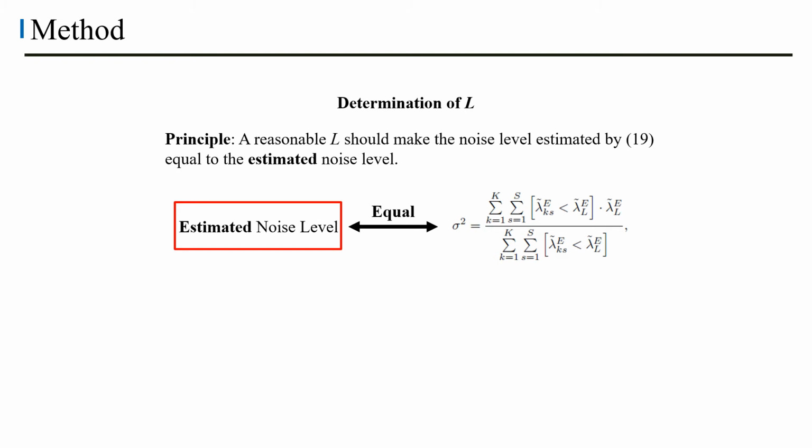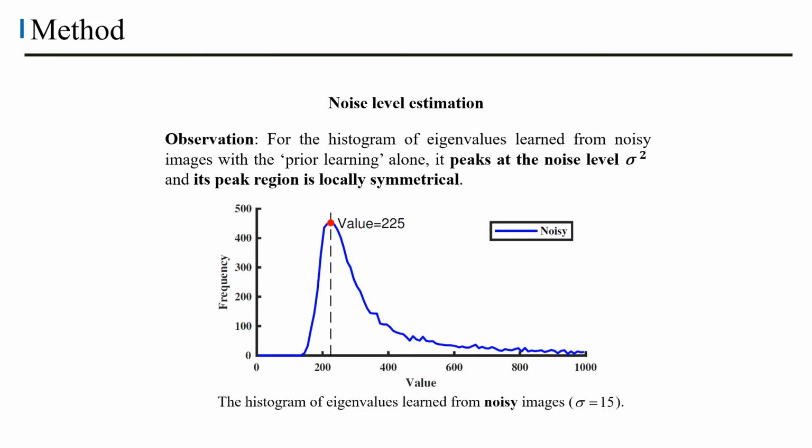So, we replace the true noise level with an estimated noise level. In this work, we proposed a new noise level estimation method. This is based on our observation that for the histogram of NG values for noisy images, it peaks at the noise level and its peak region is locally symmetric. Therefore, we can estimate the noise level by averaging the NG values around the peak point.